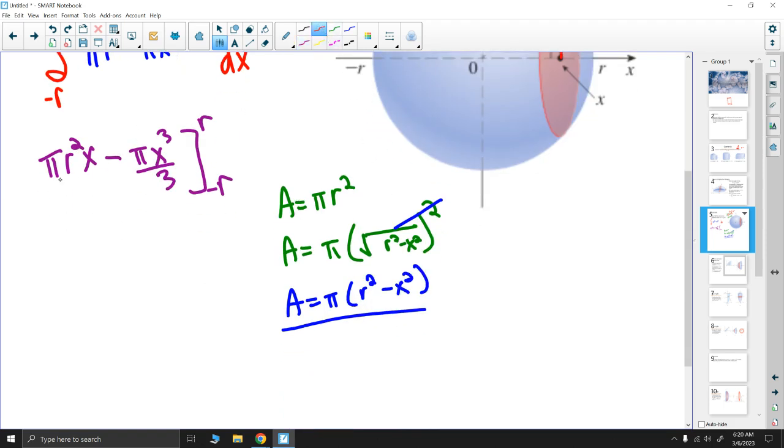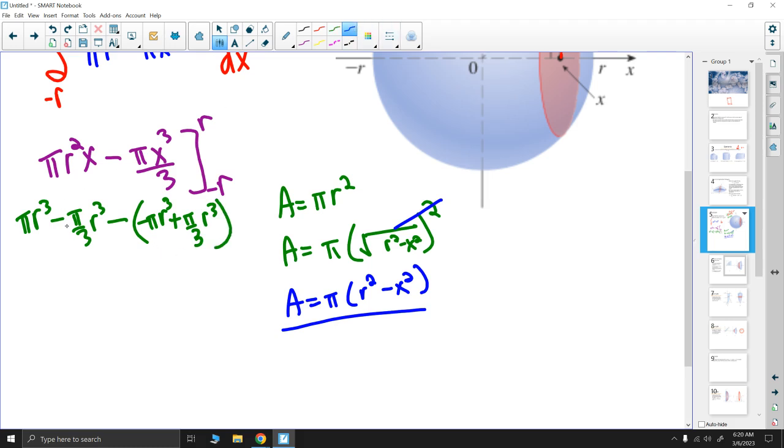Now, there's also other ways to deal with this. I'll talk about that once we're done with this. If we plug in r here, this is going to be pi r cubed minus pi thirds r cubed minus, now this negative r, so that's going to be a negative pi r cubed. A negative and a negative makes a positive pi thirds r cubed.